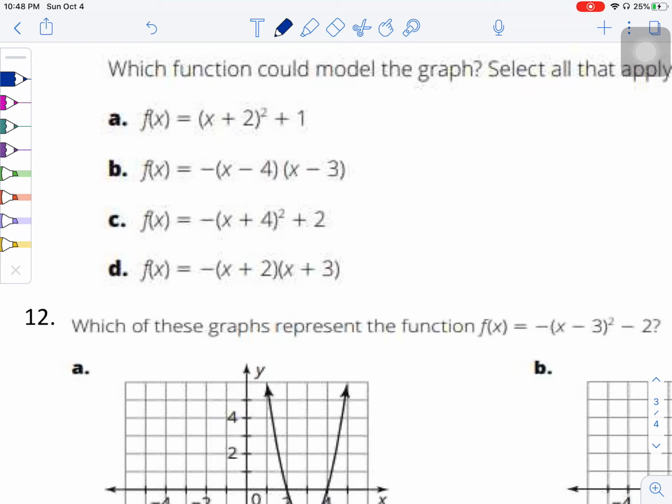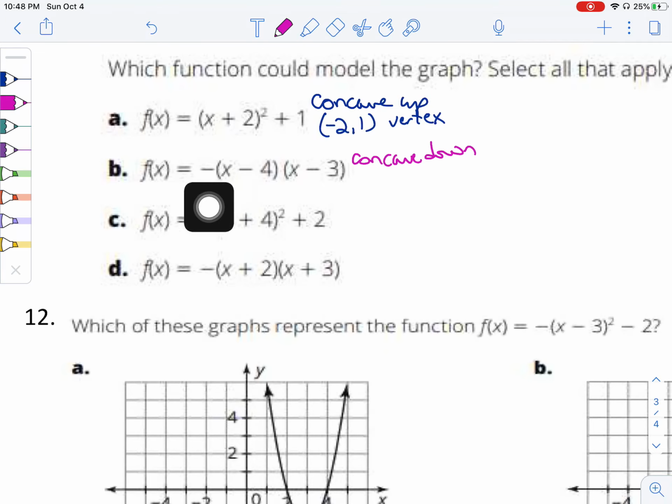Part A is written in vertex form. I know that this is concave up, and the vertex is -2, 1. I'm going to mark that as vertex. Part B is in factored form. So part B is concave down. The leading value here is negative, so that's concave down. And the x-intercepts are 4, 0, and 3, 0.